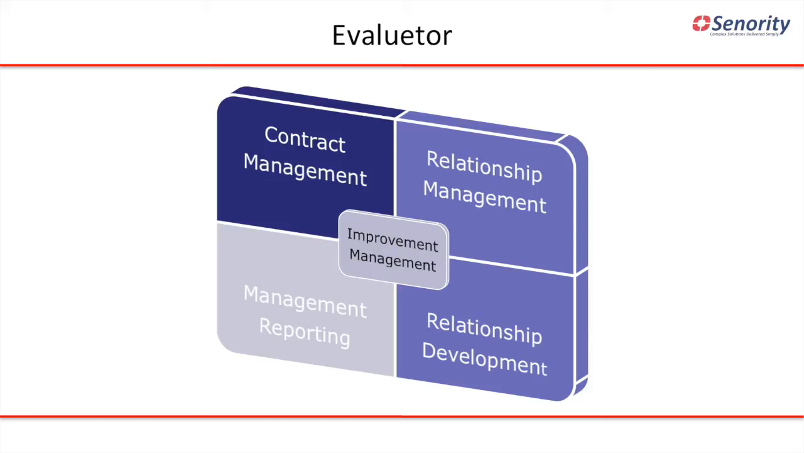The main modules of Evaluetor are contract management, where the contract documents, all the clauses, and all the commitments that are part of it are defined and managed. Next to that, we have the relationship management module. The relationship management module helps to manage all the non-tangible aspects of the relationships, like emotions or expectations not being met. The relationship development module helps to define new relationships from either a procurement or a sales perspective. So it is used by sales teams or procurement teams to build new relationships, manage sales opportunities, or manage bid processes.